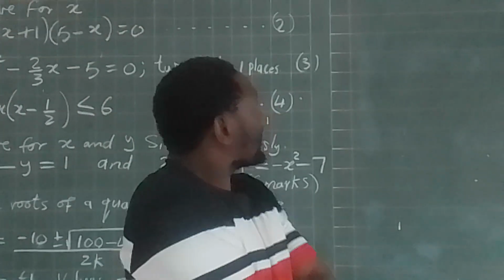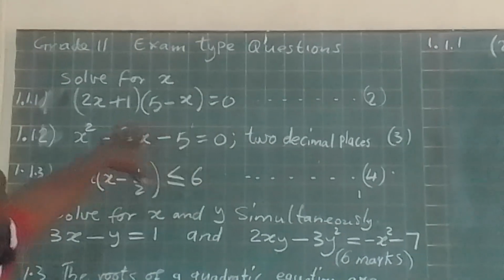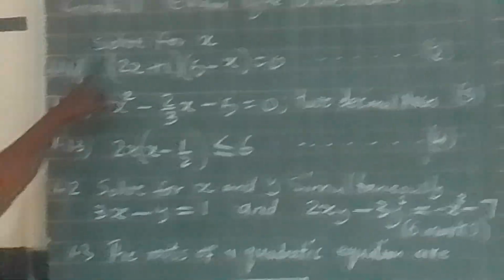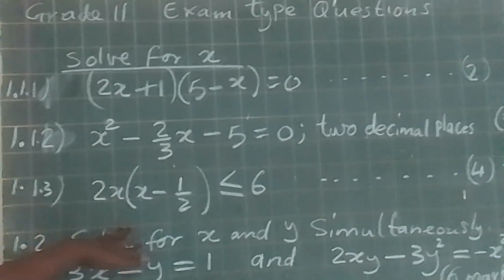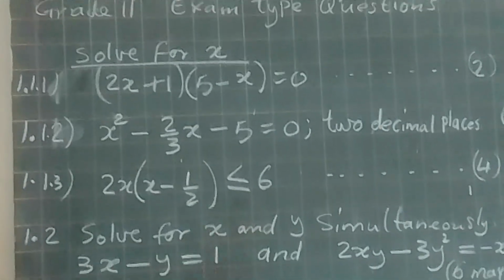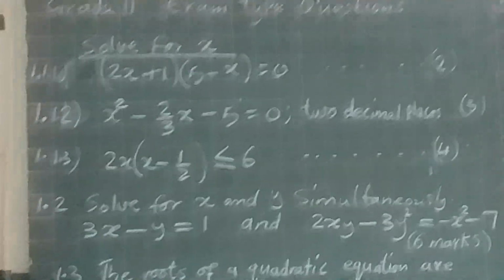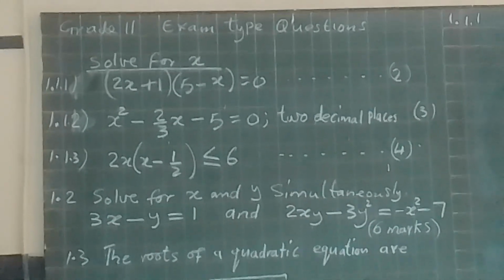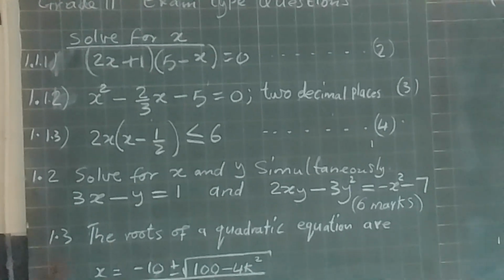We are trying to look at the format of the question paper, grade 11. This is question 1. Question 1, you can expect questions types like this. This is the exam type of questions. They will want you to solve for x. As you're solving for x, you will be using the inequality for that. And then you must know how to use the simultaneous equation. Then they will want you to find the quadratic equation in the root form, provided they want it in a way that they ask you.